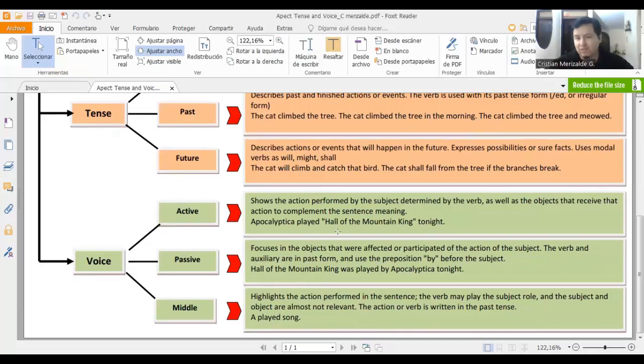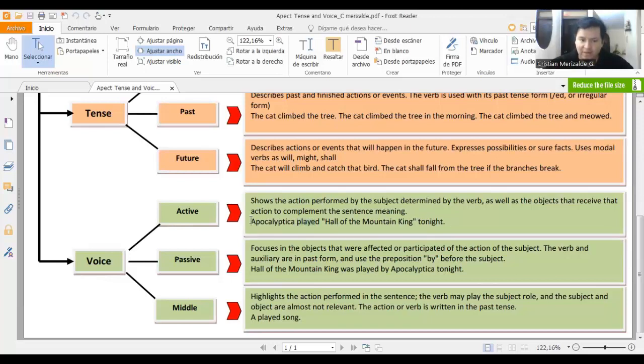Well, the active voice in grammar shows the action performed by the subject that is terminated by the verb, as well as the objects that receive the action to complement the sentence meaning. Okay. Now let's check an example. We have: Apocalyptica played Call of the Mountain King tonight.